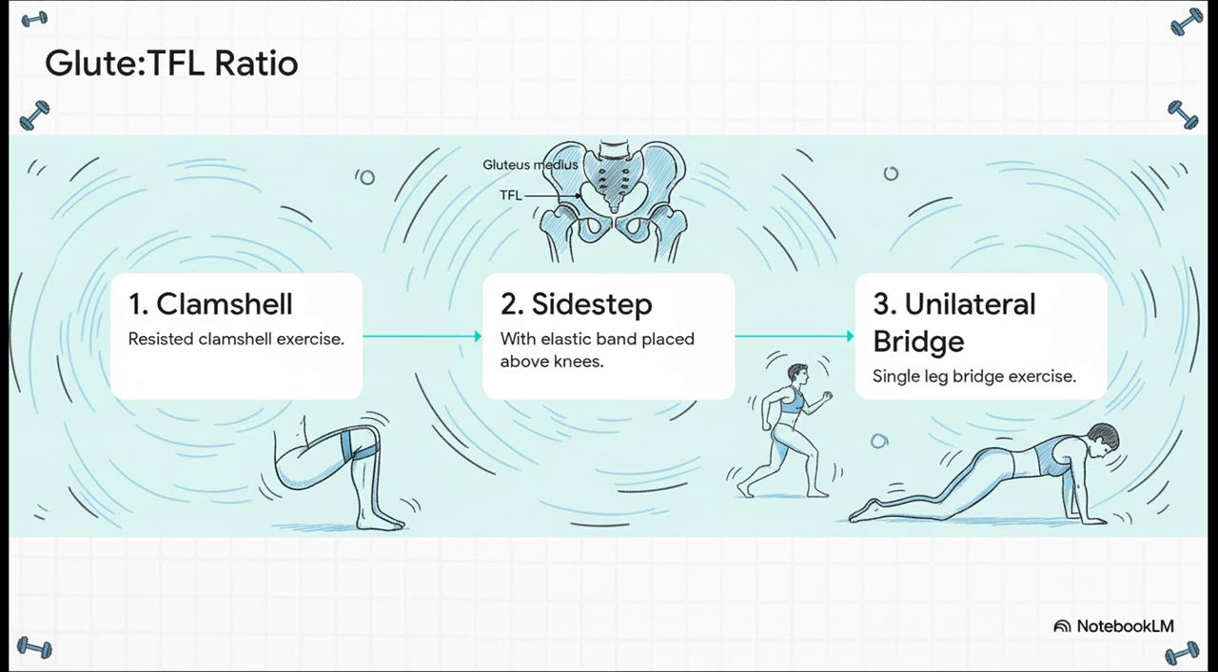They identified the top 3 exercises for getting the highest glute to TFL activation ratio. So, what are they? Number 1 is the resisted clamshell. After that, we've got the side step with a band, specifically above the knees. And number 3 is the unilateral bridge. Knowing this list is a game changer. It lets us move away from just guessing and straight into evidence-based prescription.